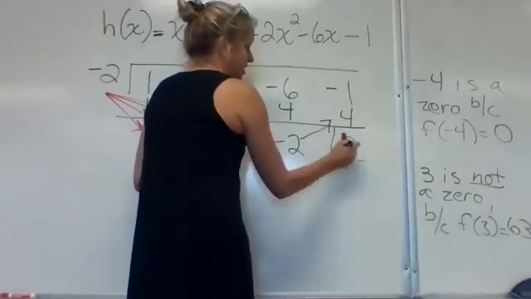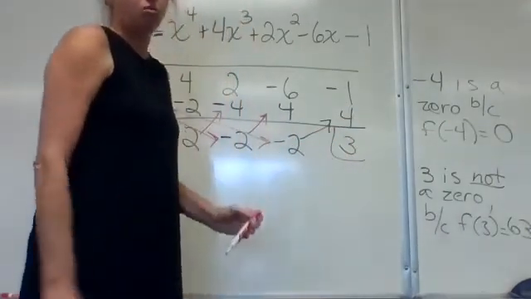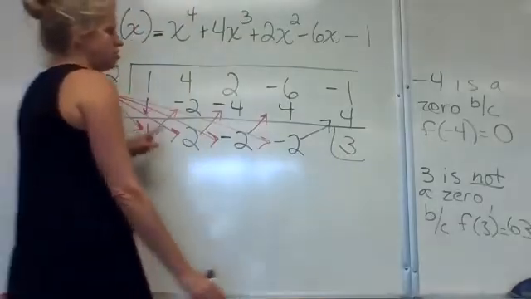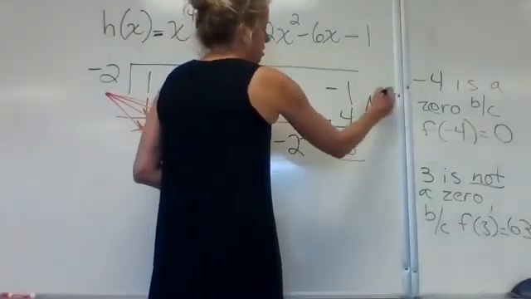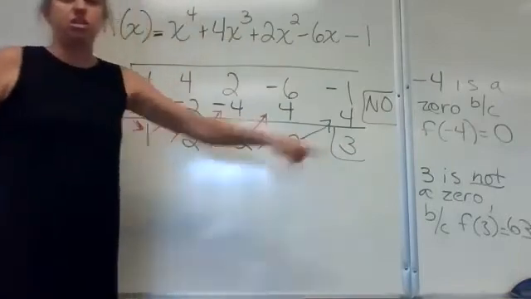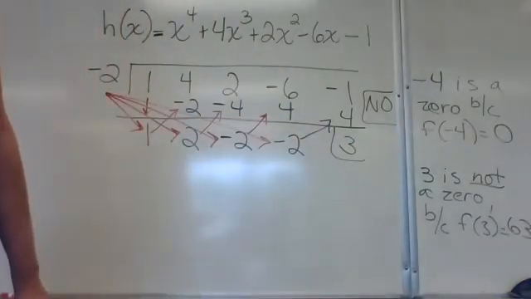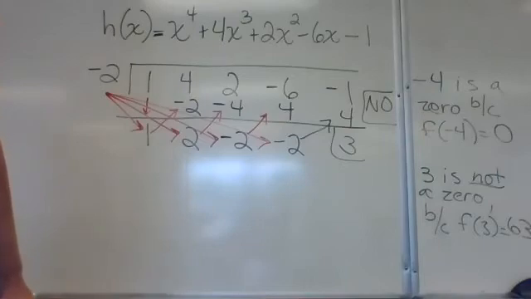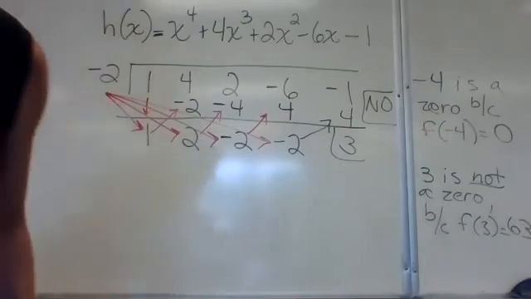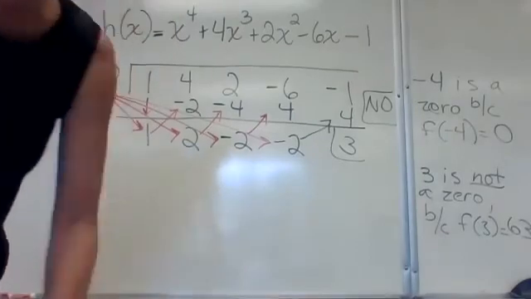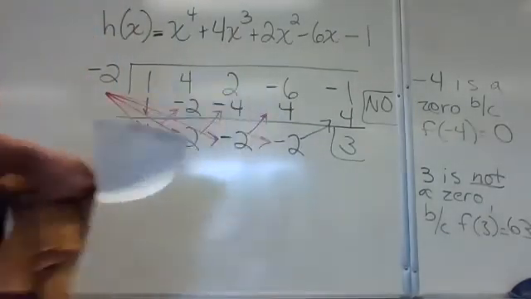So what are you left with at the end? 3, which means, is -2 a 0? No, it is not, because you didn't end up with a 0 down there. Try this one. I'll pause it. Actually, I'll write it on the board and then pause it.